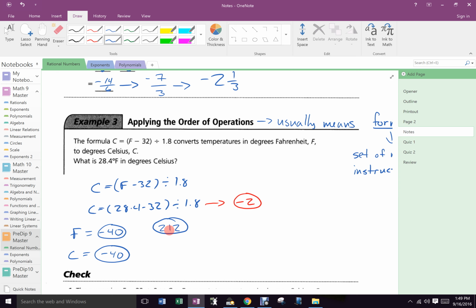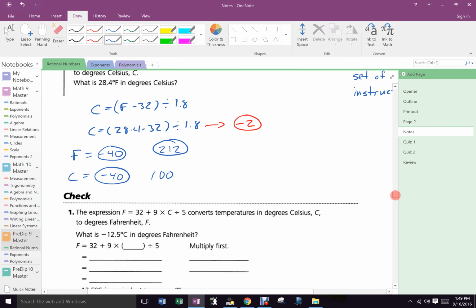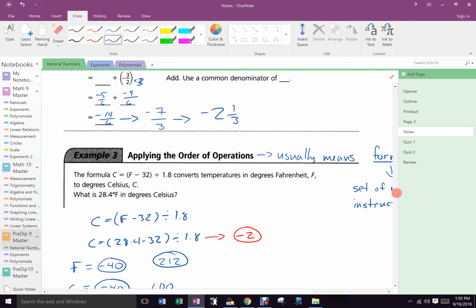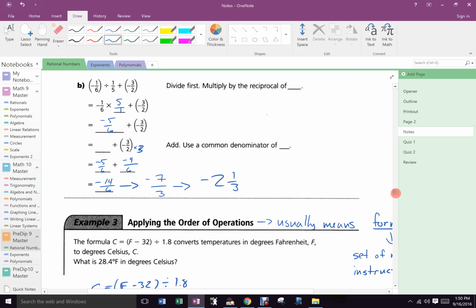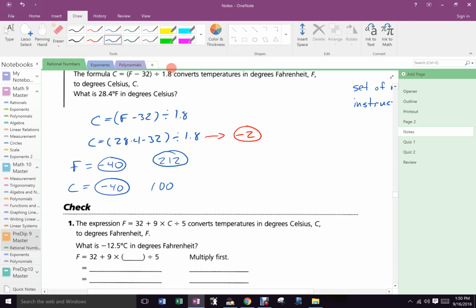It's 212. What is it? It's 100, which is what water boils at. I did it wrong. I have no idea. What is the conversion? This formula does the conversion. This formula is the conversion.